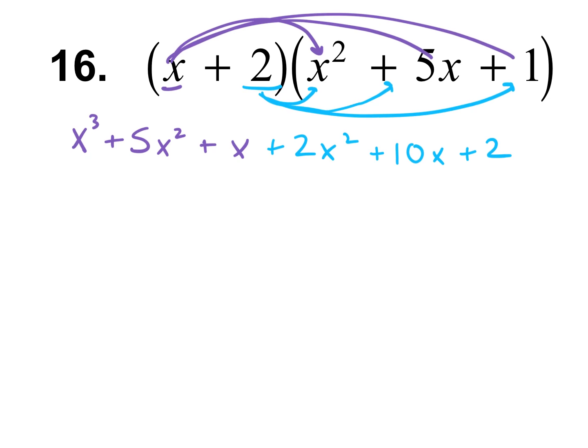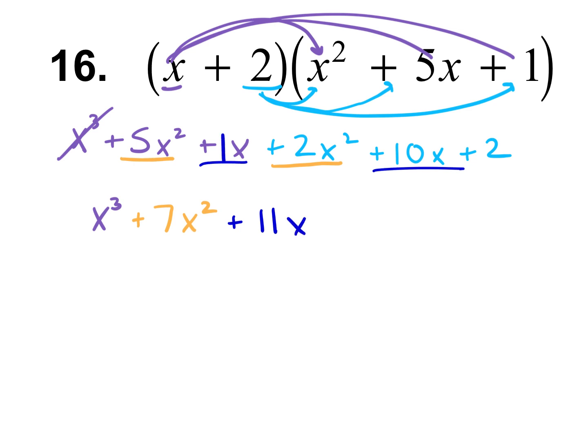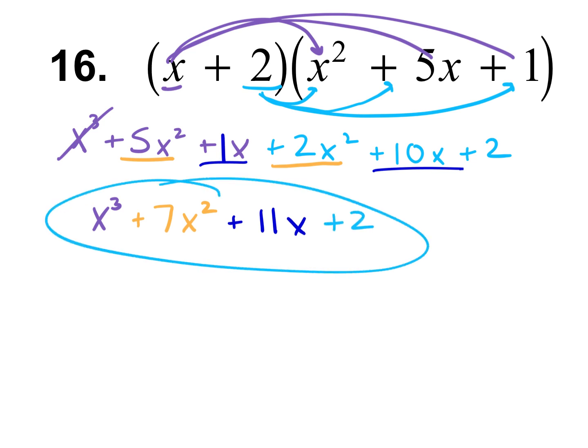Combine like terms. What would I start with? X to the power of 3. So we got that one. Next, we have x to the second power. So 5x to the second power plus 2x to the second power. What would that be? 7x to the second power. Then what? X plus 10x would be what? 11x. Awesome, because this is like saying 1x, so 1 plus 10 is 11. And then lastly, plus 2. So that would be your answer.